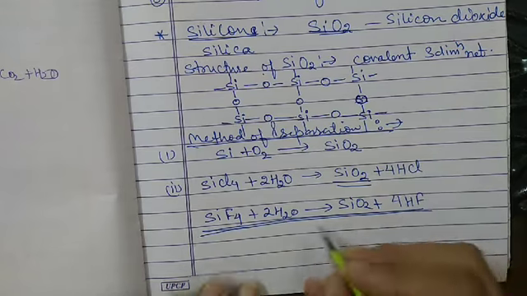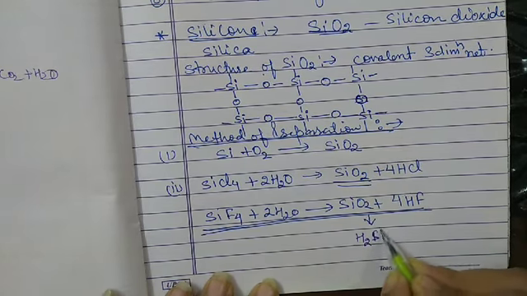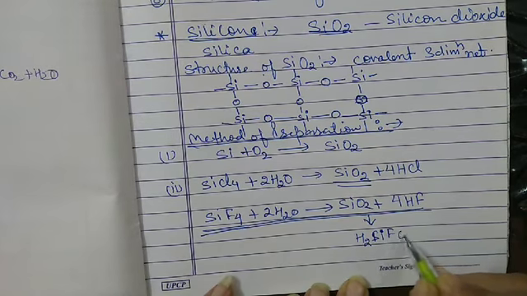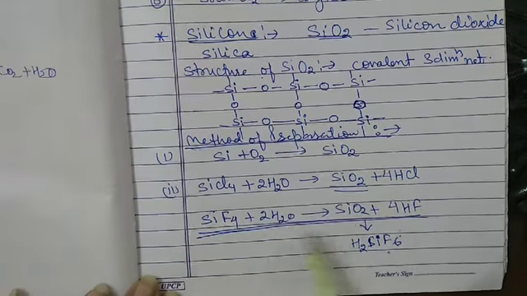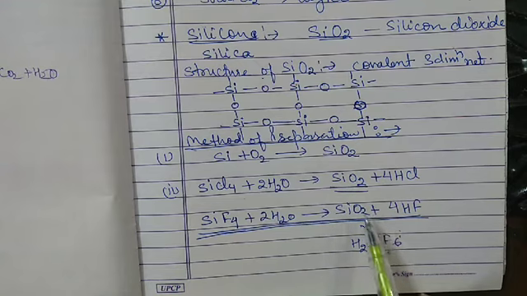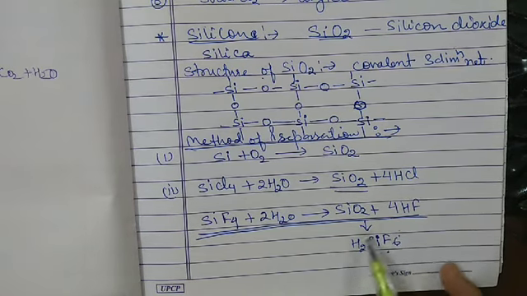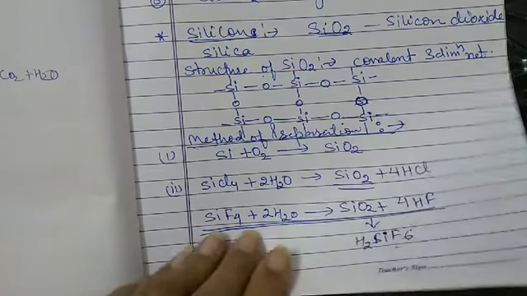Now this method is less in use, because in this method the silicon dioxide reacts with hydrogen fluoride, and it produces H2SiF6, that is hexafluorosilicic acid. That's why this method is not preferred, because when we get silicon dioxide, automatically it combines with hydrogen fluoride and is converted into hexafluorosilicic acid. So this method is less in use.